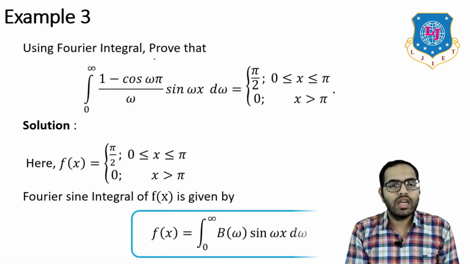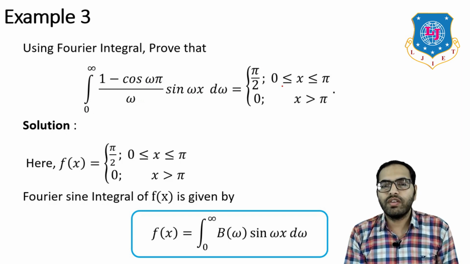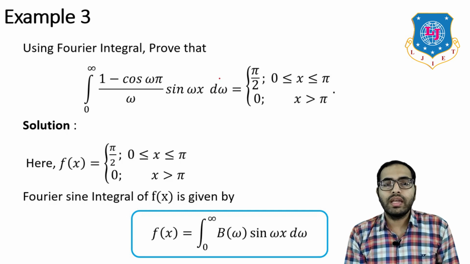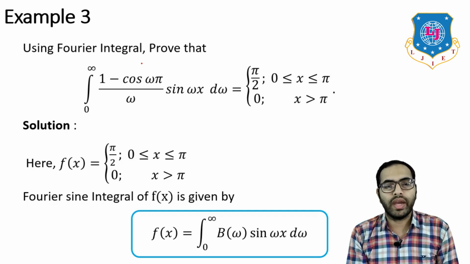Example number 3: using Fourier integral, prove that the integral from 0 to infinity of (1 minus cos of omega pi) upon omega into sine of omega x d omega equals the function, which is pi by 2 for 0 less than or equal to x less than or equal to pi, and 0 where x is greater than pi. See, this one is our function, and this one is the answer which we have to prove.